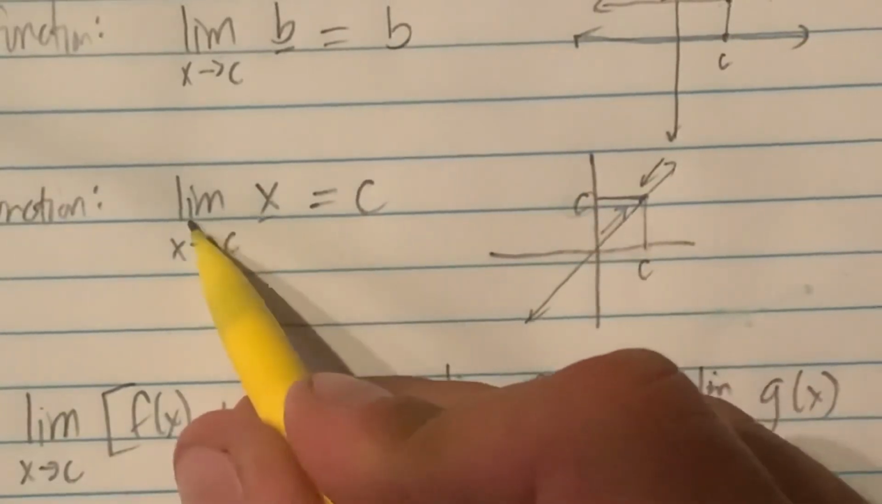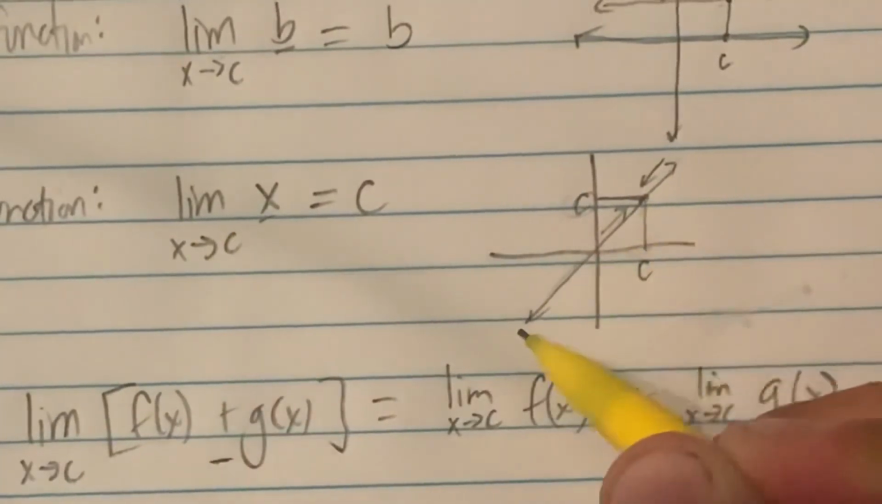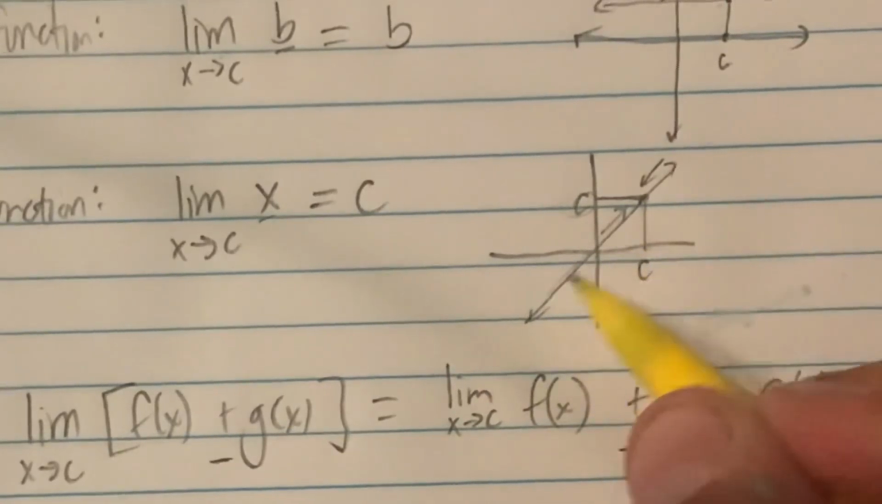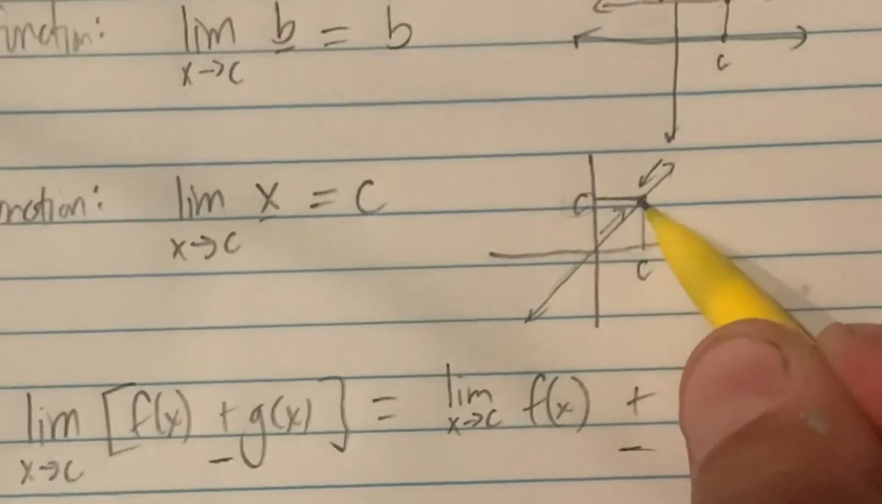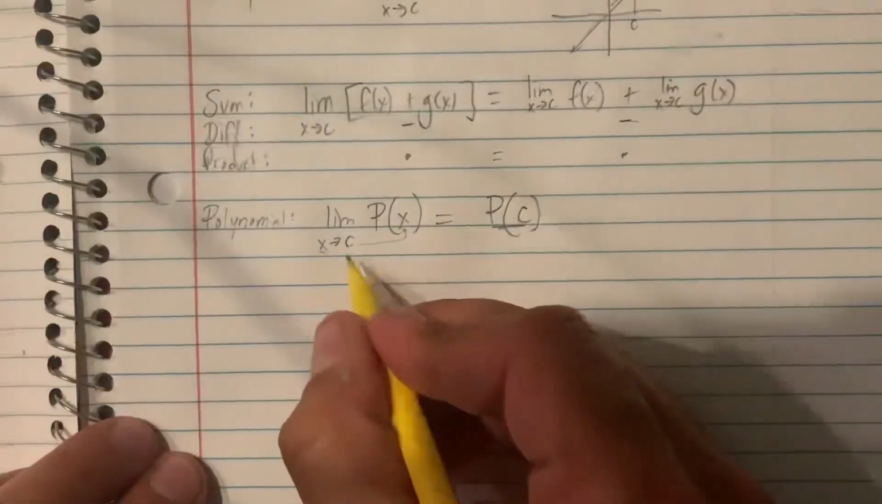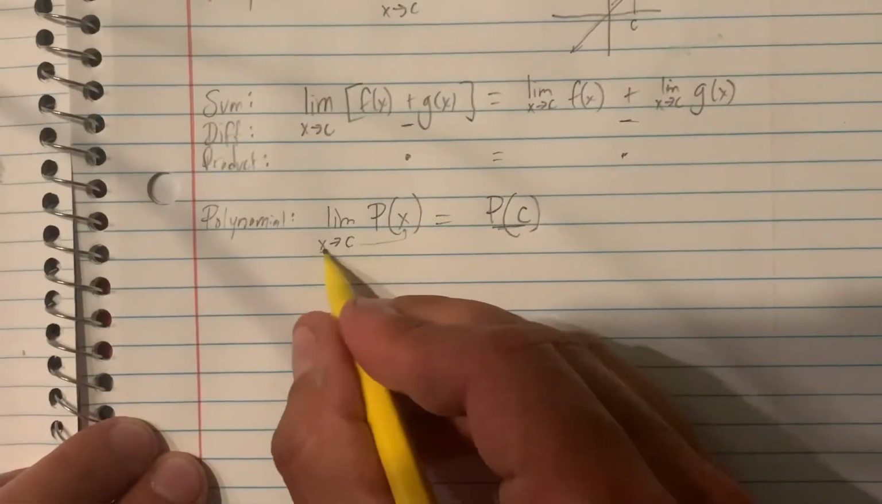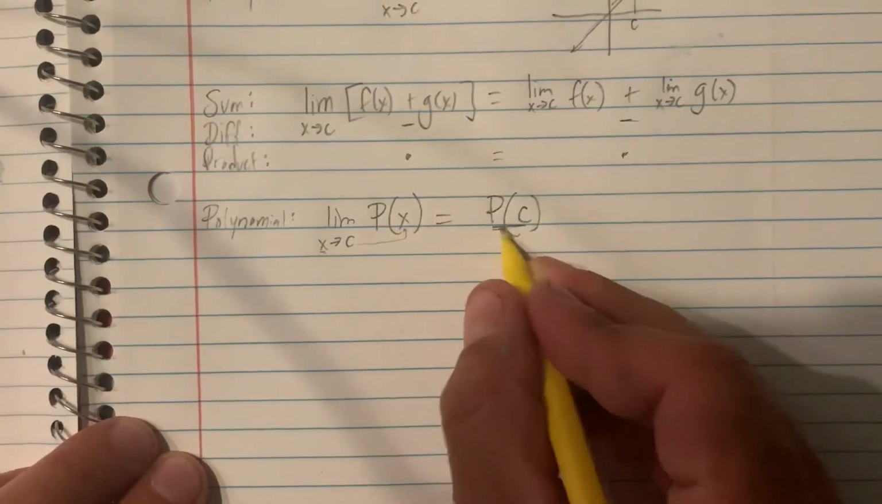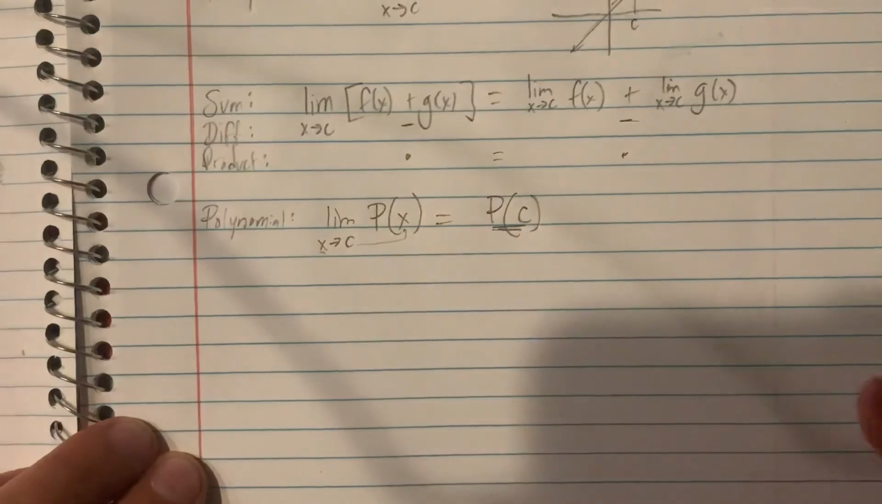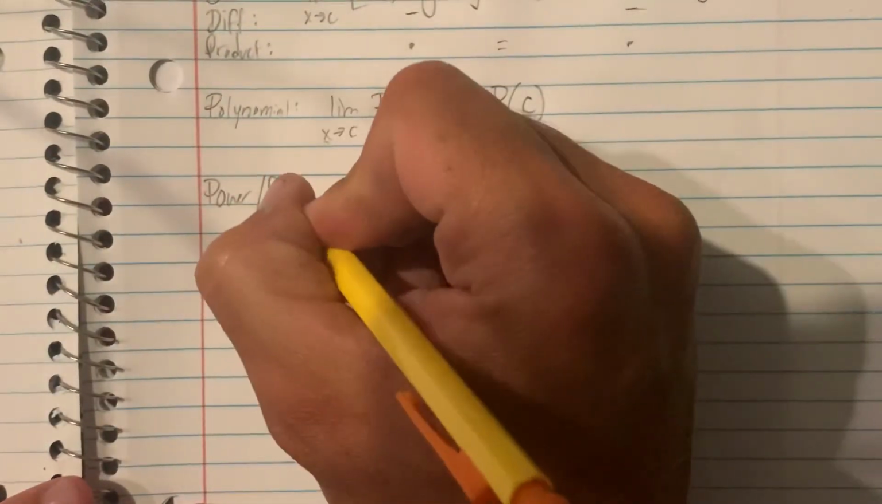If I take the limit of x, which is this linear function right here, it is going to be the evaluation, or the y value, of that function. And if I take the limit as x approaches 5, I can take 5 and plug it in, and that would give me the y value of my polynomial evaluated at 5. The same is true for power and root.